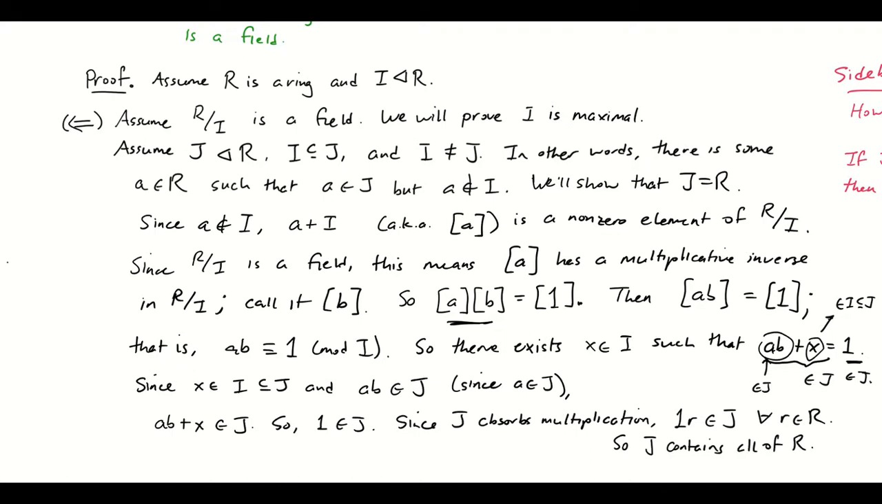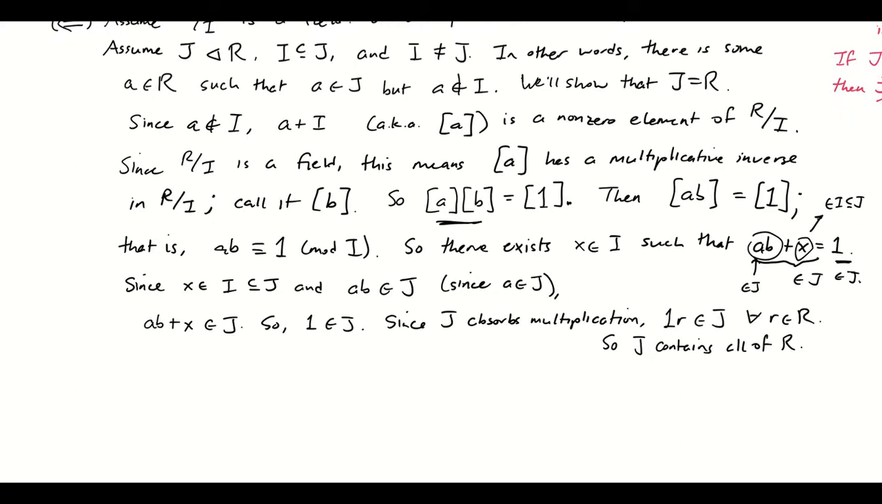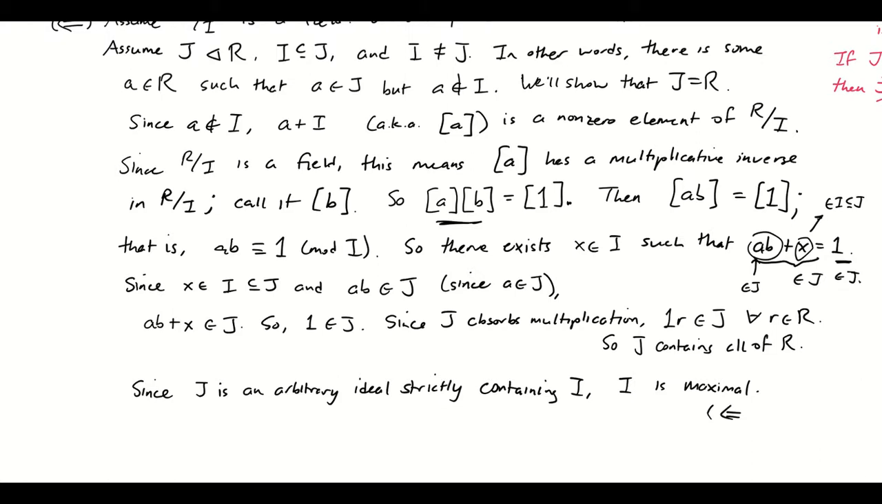And so we've now proven, because J was just any ideal that strictly contained I, that I is maximal. Yes. So that's half of the proof. So now this is proven. Okay, great.